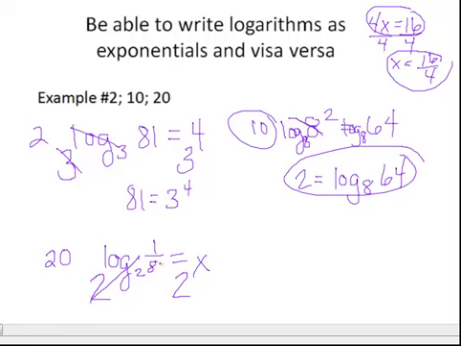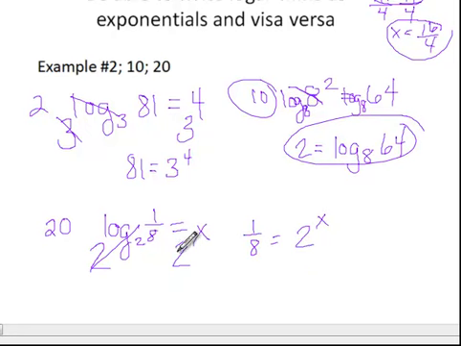Those cancel each other out. This exponent is going to become grounded. I get 1/8 is equal to 2 to the x. This is where we're going to have to use some of those exponential properties from the last PowerPoint. It was the last slide that I showed, so if you need to go back to that, do that. But I'm going to try to see, well, I have this 2 and this 8, and we're going to do everything in our power to make them have the same common base.